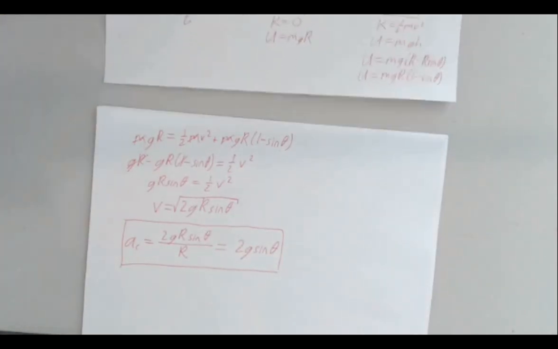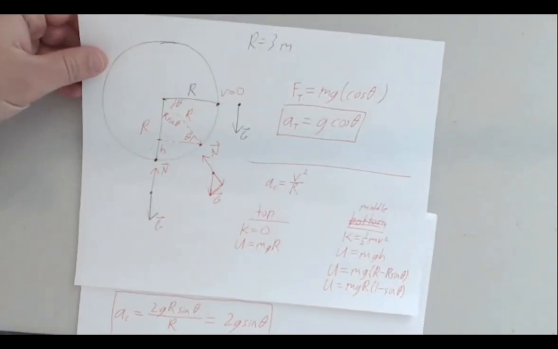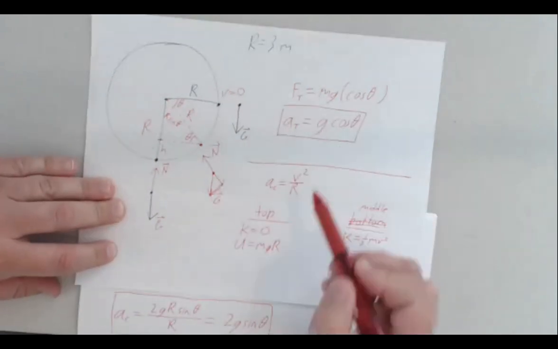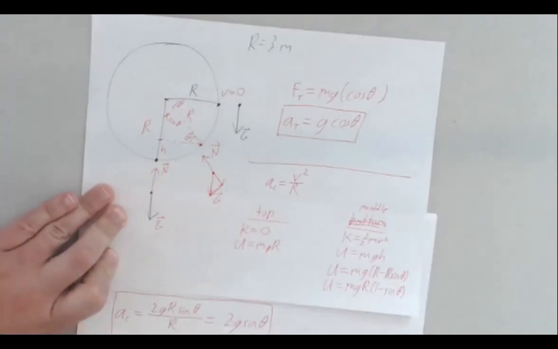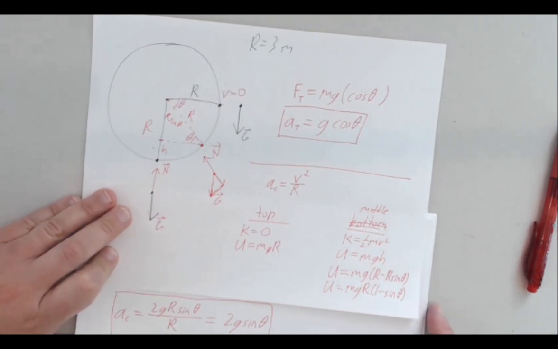Okay, let's compare these two. Let's see if I can get them both on the same camera screen. Our tangential acceleration is g cosine theta. Our centripetal acceleration is 2g sine theta. Okay? So you can probably guess what I'm going to ask next.